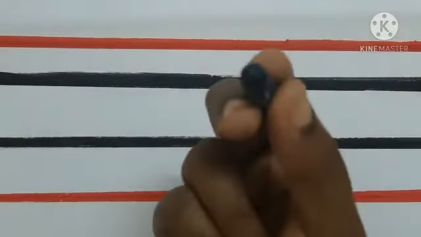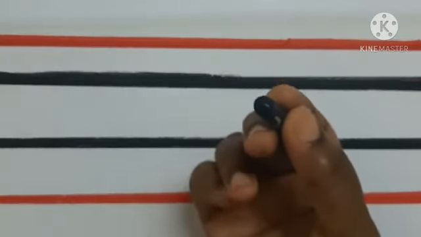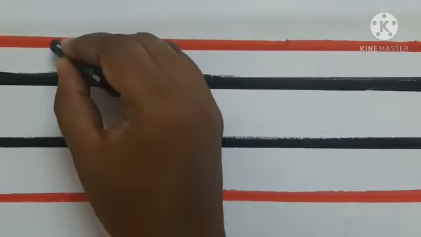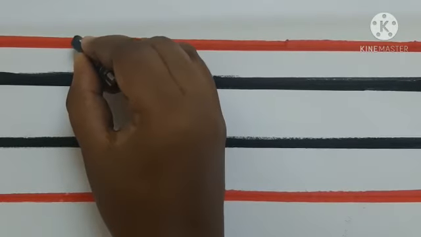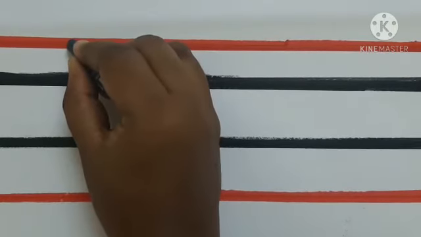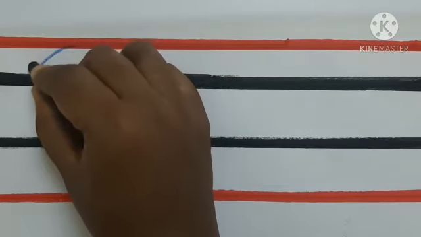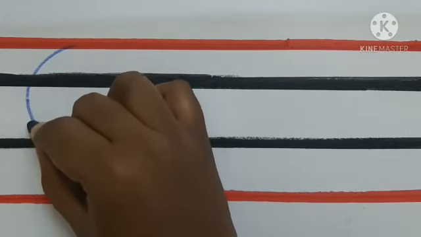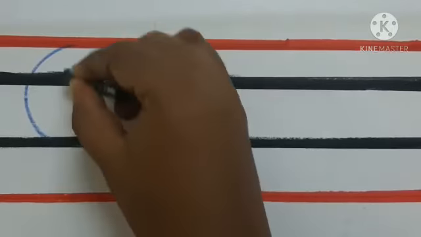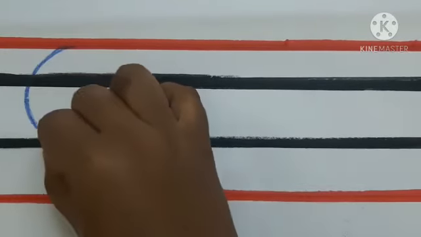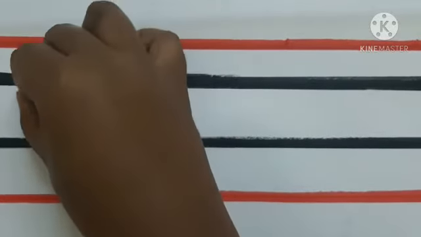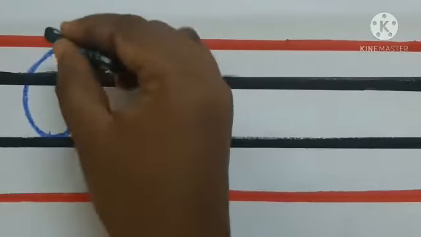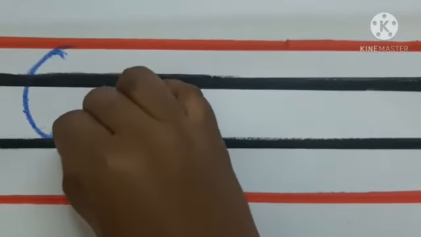Here you can hold the pencil with these fingers. Now I'm going to start. You have to start from the first red line. Now I'm going to write the letter C. See, I'm starting from the red line. Write an open curve for letter C. This is letter C. Write an open curve.